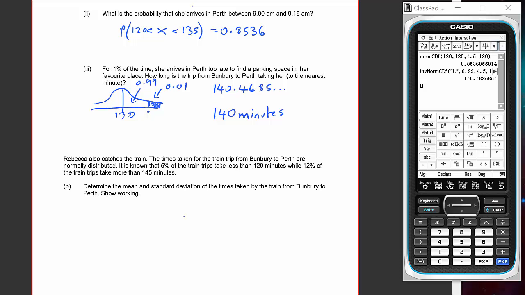Now this last part of this question is actually quite a tricky one, and I really suggest that you pay attention to this because it does come up in exams. And so what we have is Rebecca also catches the train. The times taken for the train trip from Bunbury to Perth are normally distributed. Now what we're actually told, we're not told the mean and the standard deviation. That's what we've got to find.